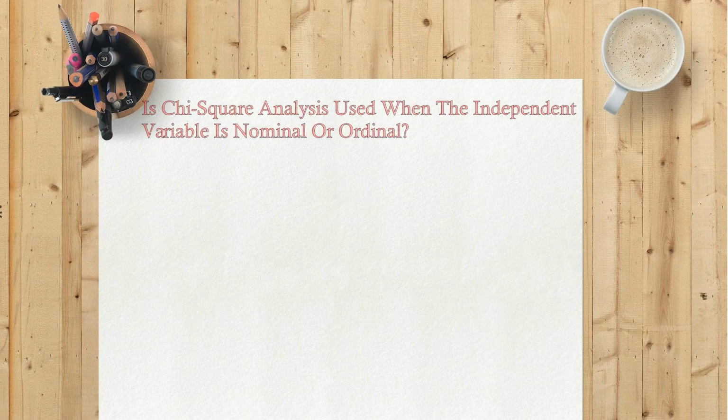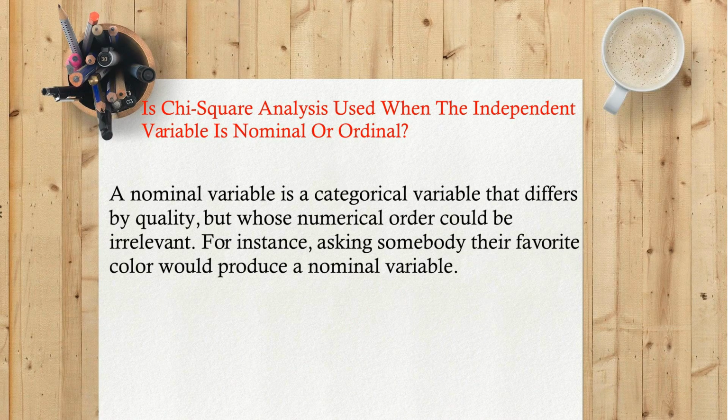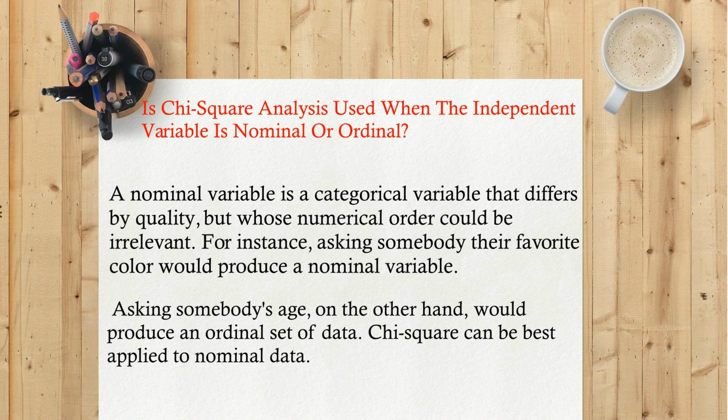Is chi-square analysis used when the independent variable is nominal or ordinal? A nominal variable is a categorical variable that differs by quality, but whose numerical order could be irrelevant. For instance, asking somebody their favorite color would produce a nominal variable. Asking somebody's age, on the other hand, would produce an ordinal set of data. Chi-square can be best applied to nominal data.